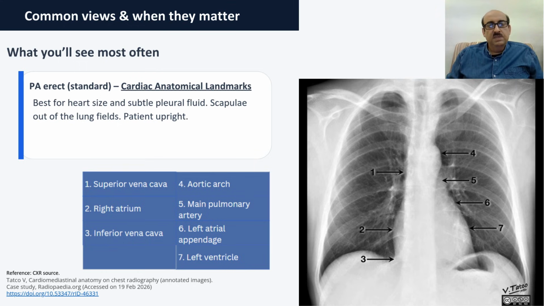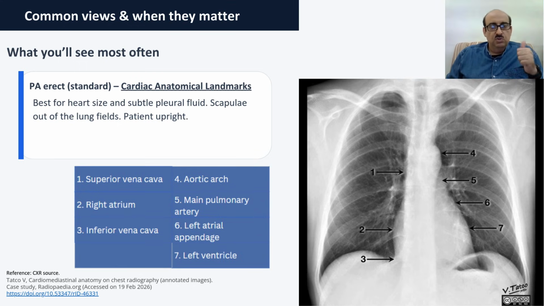Now, looking at the specific cardiac anatomical landmarks, 1, 2, and 3 correspond to: number 1 is superior vena cava, followed by the right atrium, and then number 3 is the inferior vena cava. On the left side, you can see 4, which is the aortic arch, and then we have number 5, the main pulmonary artery, 6 is the left atrial appendage, and 7 is the left ventricle.